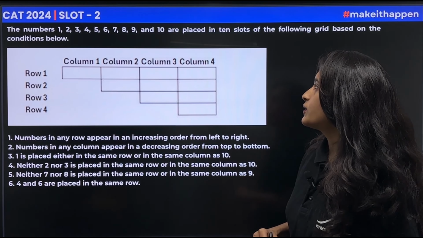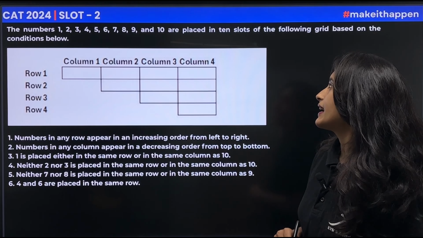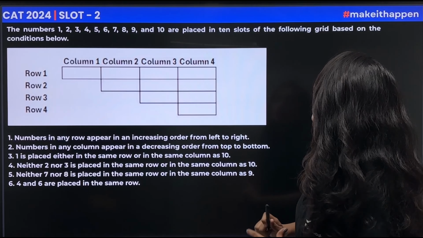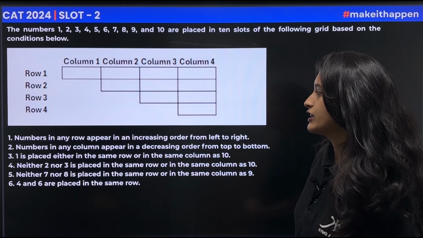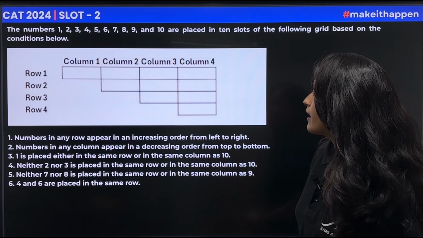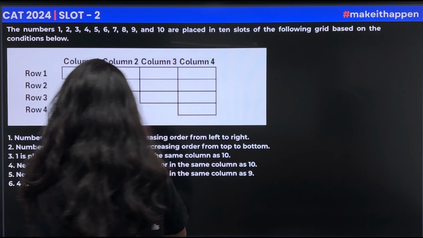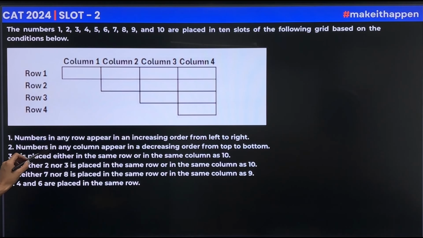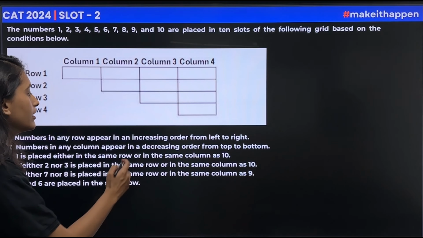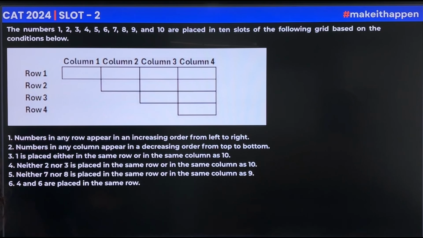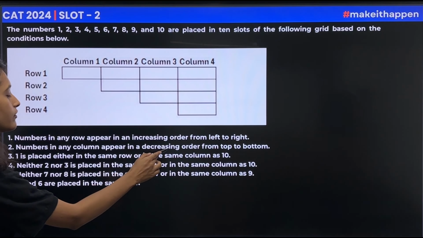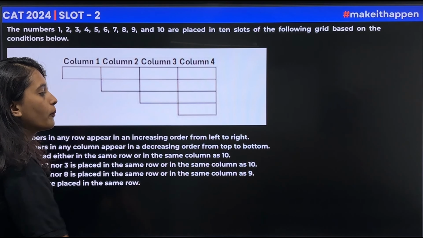The numbers 1, 2, 3, 4, 5, 6, 7, 8, 9 and 10 are placed in 10 slots of the following grid based on the conditions below. Okay, so we are given a grid and some of the conditions given here are: numbers in any row appear in increasing order from left to right and in decreasing order from top to bottom.